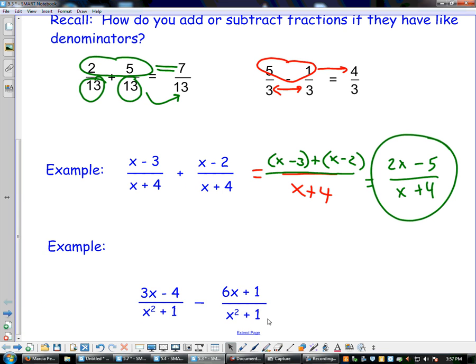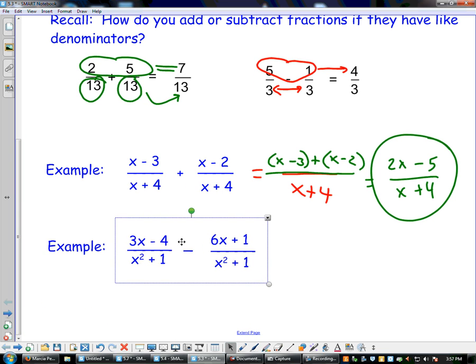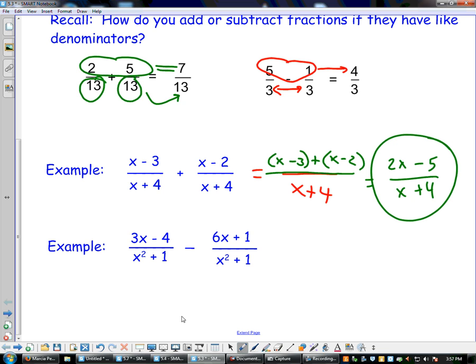All right, let's try another example with this one. Again, I'm going to notice when I'm looking at this problem that my denominators are the same. So x squared plus 1, x squared plus 1. So my final denominator will still be x squared plus 1. I'm going to subtract the values on top.